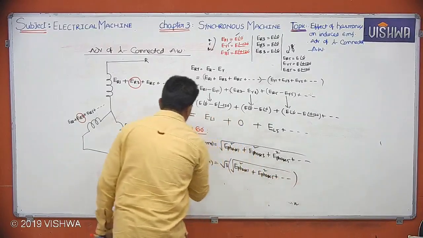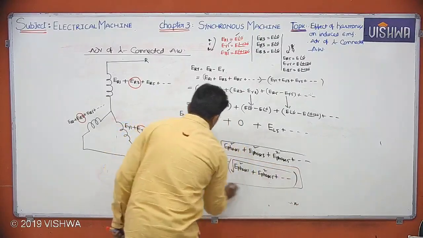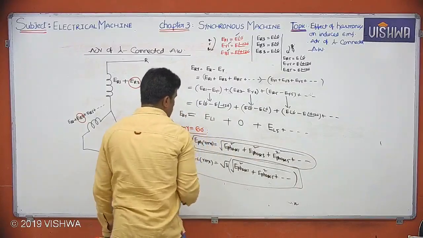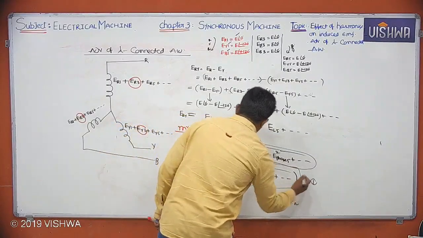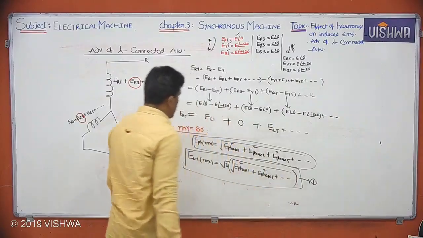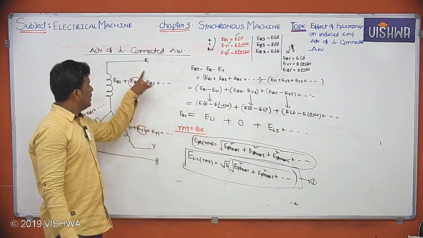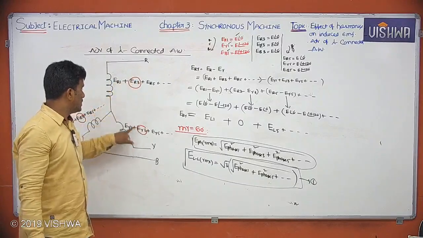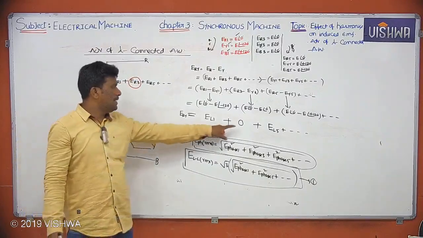Please take this one as equation number 1, whatever we wrote for the line value. Is it clear? So what is the conclusion here? In the star-connected armature winding, though triplen harmonic voltages are there in the phases, in the line they will disappear.